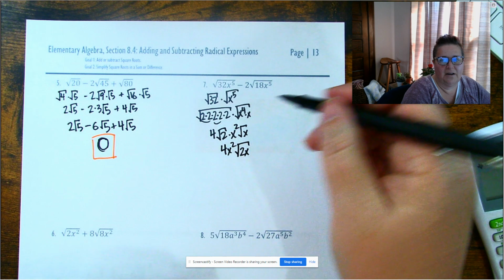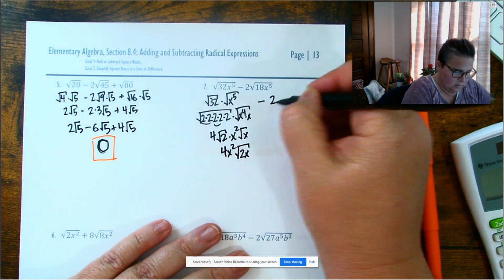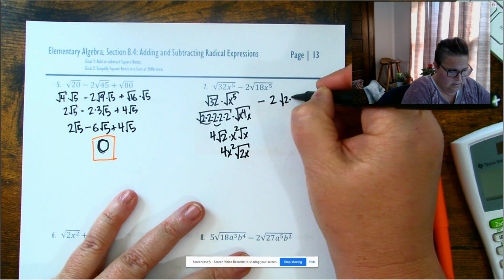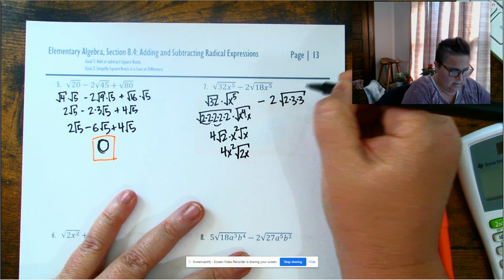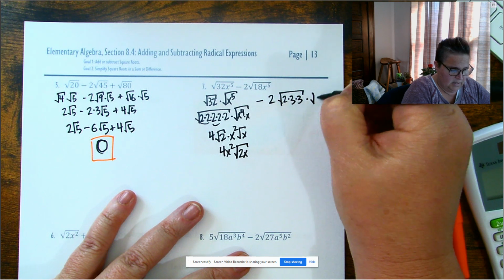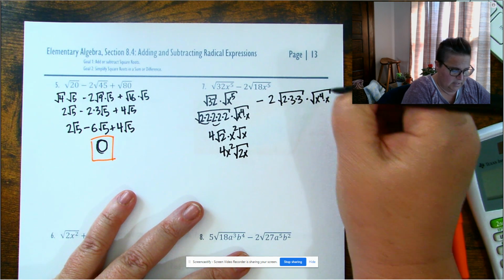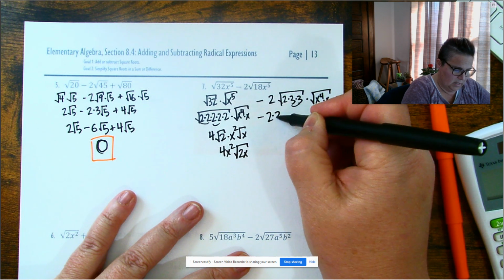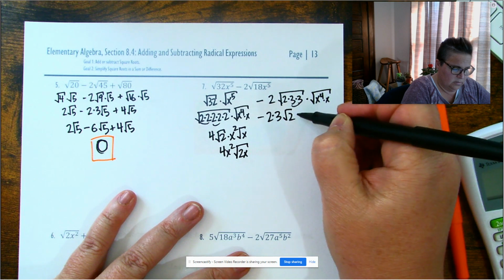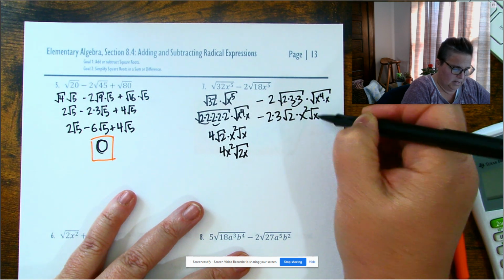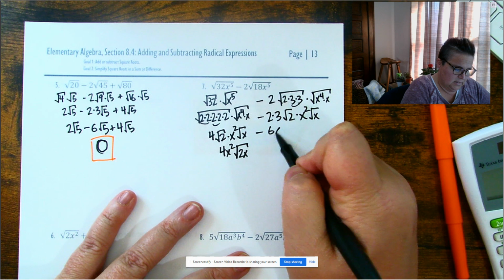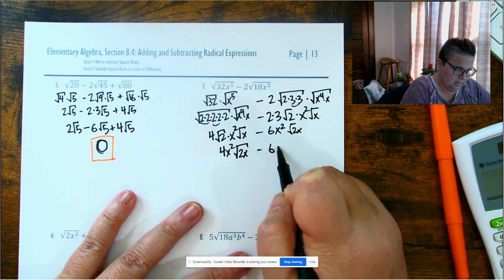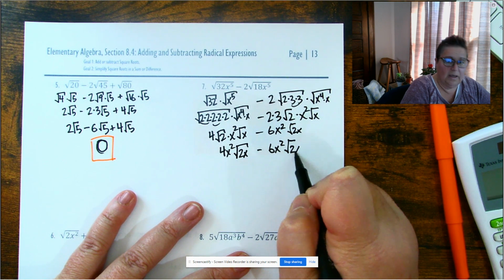Oh, I should have gone down. I went over. Oops. Minus 2. 18 is 2 times 3 times 3, and I can do x to the 4th times x again. Okay, so I can pull out a 3. So the 2 stays. I can pull out a 3, square root of 2 times x squared square root of x. So minus 6x squared square root of 2x. All right, minus 6x squared square root of 2x.